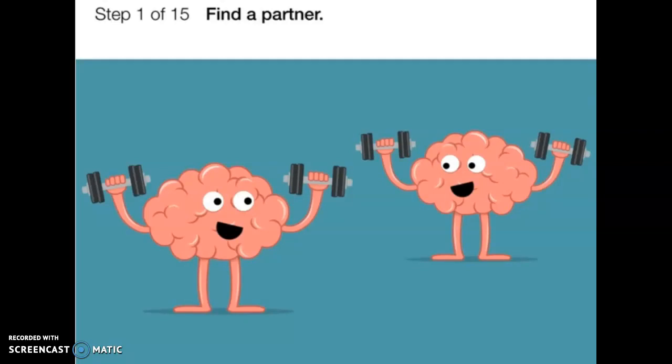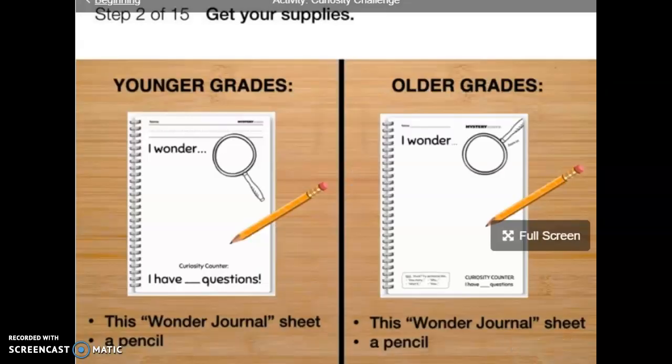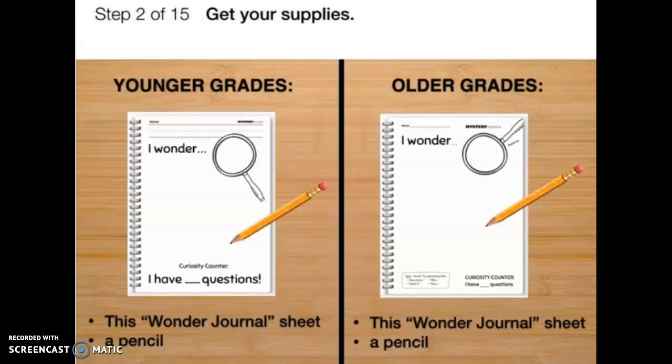Step 1, you should be sitting next to your partner. Step 2, you should have your computer at a low volume and your worksheet and pencil ready. You should also have your magnifying glass nearby.